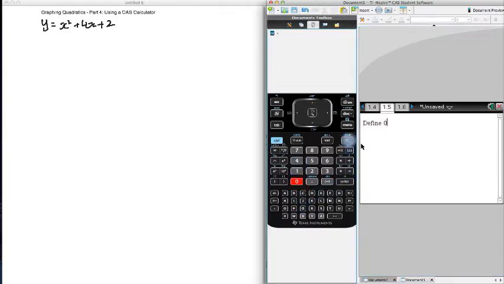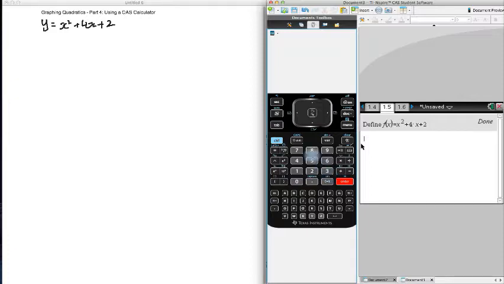let's just call it the function f. It's with respect to the variable x, and it equals x squared plus 4x plus 2. And whoops, I've added in too many multiplication signs. There we go. So it's been defined.